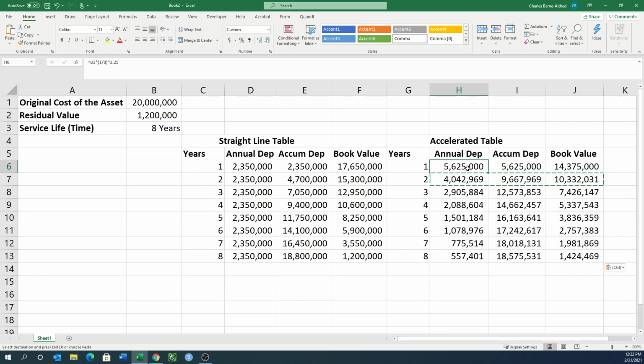So year 1 depreciation, 5.6, down to 4, down to 3, down to 2, 1.5, 1, 775, 557. The total amount of accumulated depreciation I have here is 18,575, a little bit less than this. And you notice that I didn't have to factor in the residual value when I was doing this particular table, because we got pretty close to it just using this accelerated method.